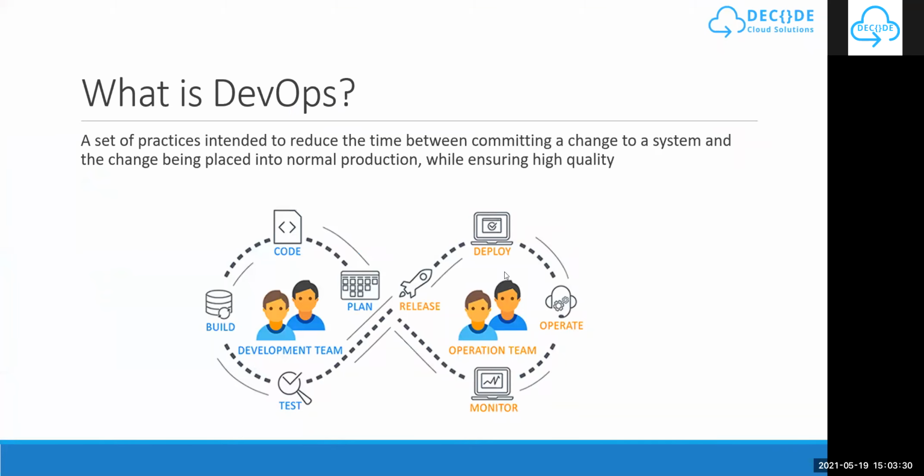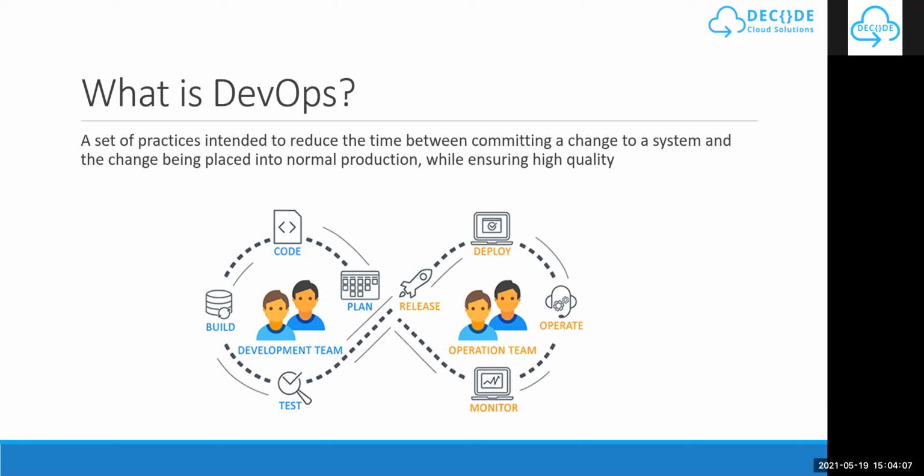Great. So the whole story starts from what exactly is DevOps and why do we need it. DevOps, if you look at the industry practices, is essentially a set of practices intended to reduce the time between committing a change to a system and the change being placed into normal production. When we say production, we are actually referring to some environment where we can deploy a release. So it could be a production environment, a staging environment, or a QA environment.